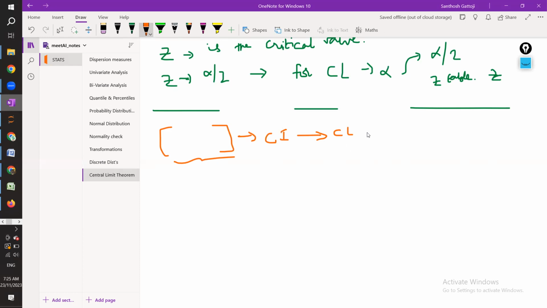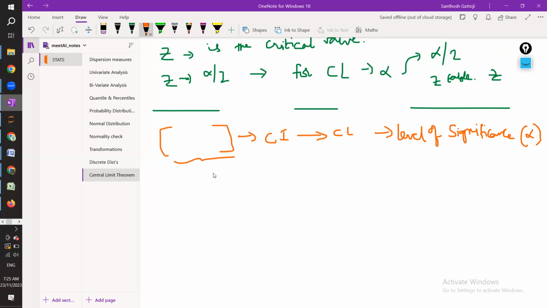But for each confidence level, there will be something called the level of significance. That is alpha. This alpha, what you're seeing, is called the level of significance. This is very, very important, guys. You will see this many times. Alpha is called the level of significance.